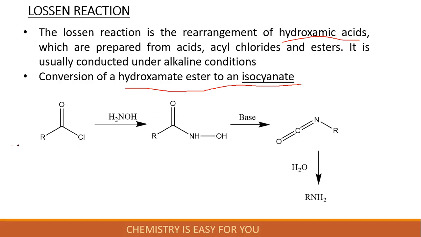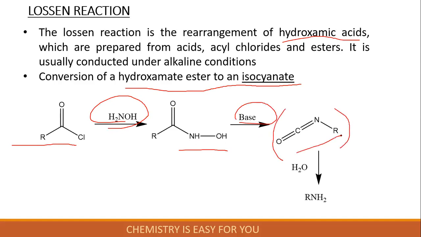What happens? This is an acyl chloride. The acyl chloride, when reacting with NH2OH, will give the hydroxamic acid, and this on reaction with a base will form isocyanate, and we already understood that isocyanate on reaction with water will form a primary amine. So this itself is the reaction. Again here, in the first reaction we have a primary amide converting to an isocyanate and then to a primary amine.